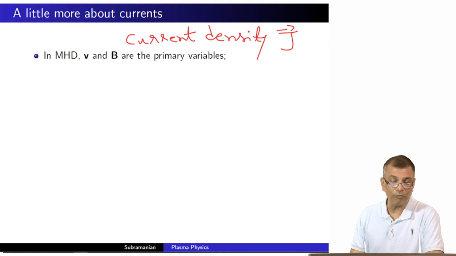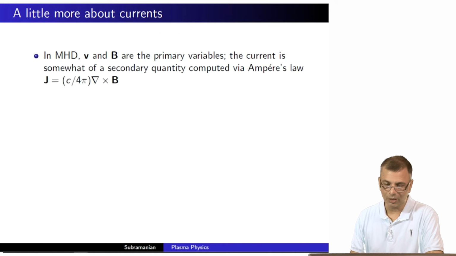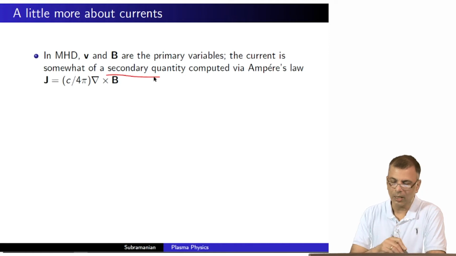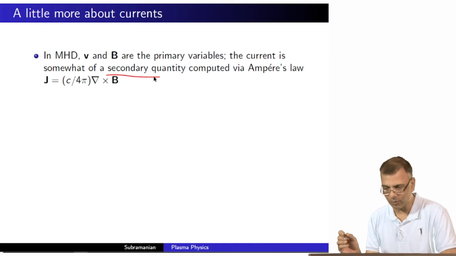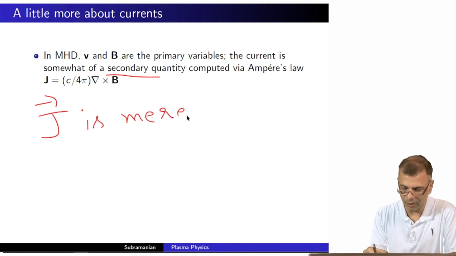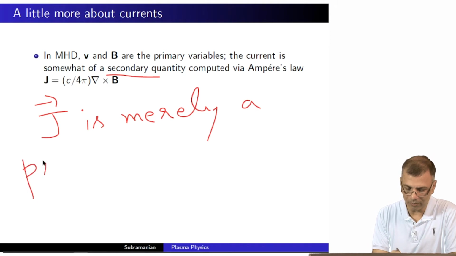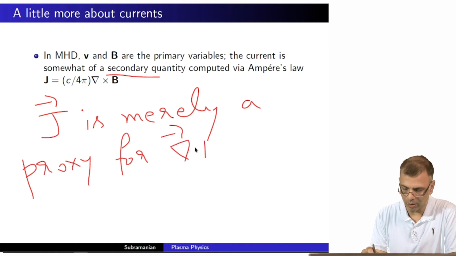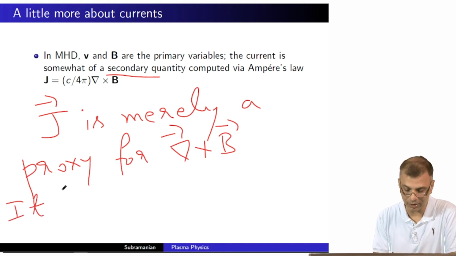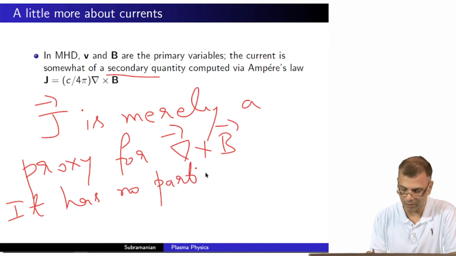Okay, in MHD, V and B are the primary variables. The current is somewhat of a secondary quantity, computed via Ampere's law. So in other words, I would go so far as to say that J is merely a proxy for curl B.